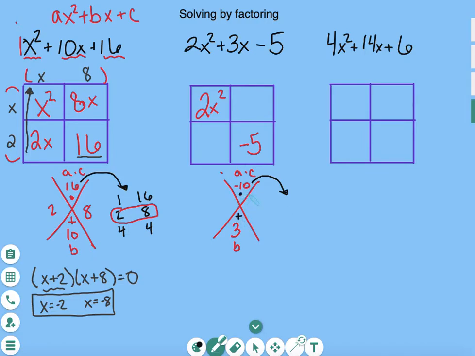Again, I always make a list of the factors of the thing I'm trying to multiply to make. You always want to start there. In this case, the factors of negative 10 would be negative 1 times 10, negative 2 times 5, negative 5 times 2, or negative 10 times 1. Then I need to figure out which pair would add to make 3. It should be this pair right here, negative 2 and 5.